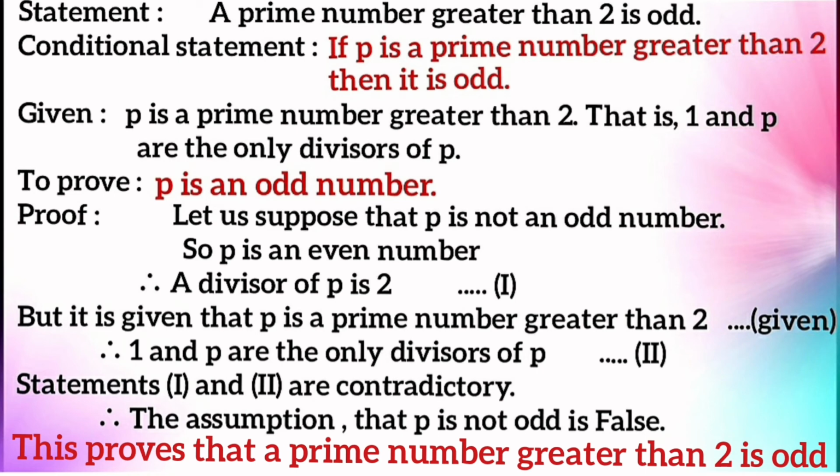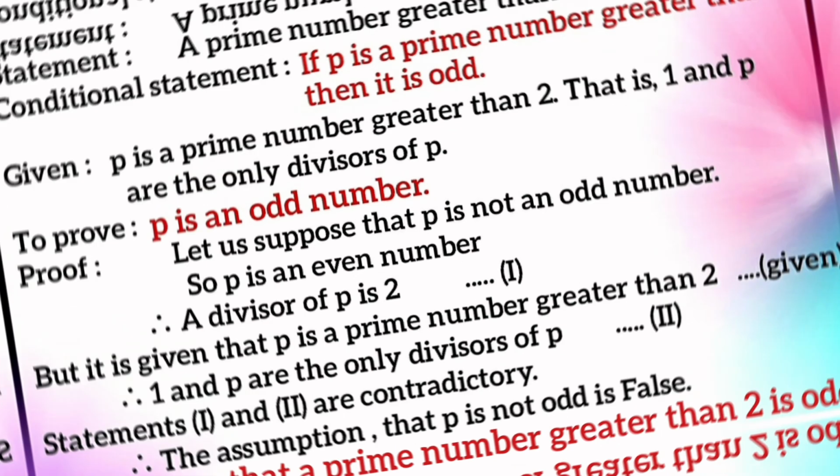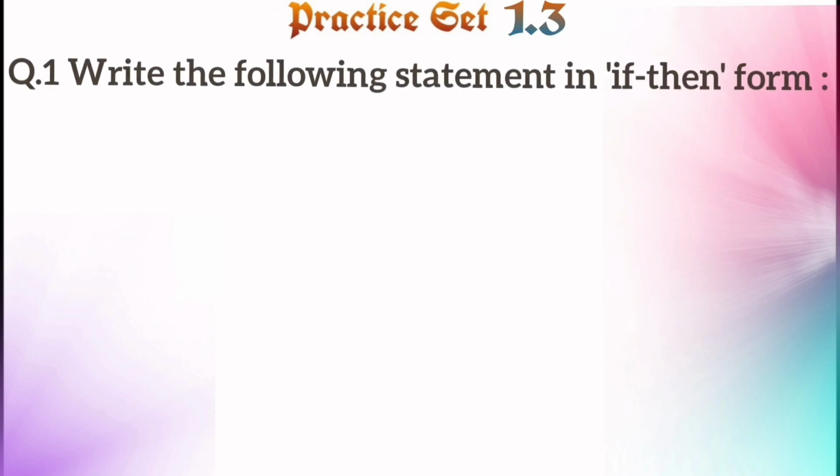This is how indirect proof works, with the help of an assumption. We take a wrong assumption and we have to prove ourselves wrong to prove the statement true. This is indirect proof. I hope you have understood what direct and indirect proof are. Let's start with practice set 1.3.